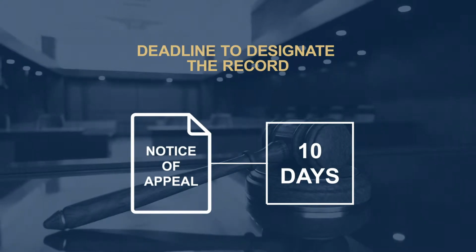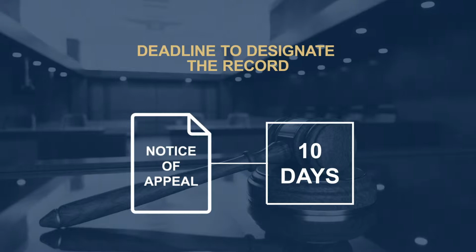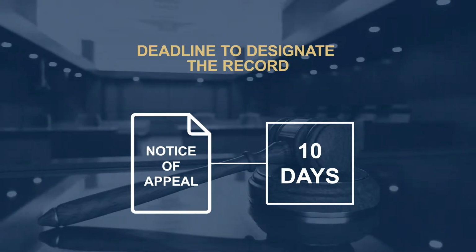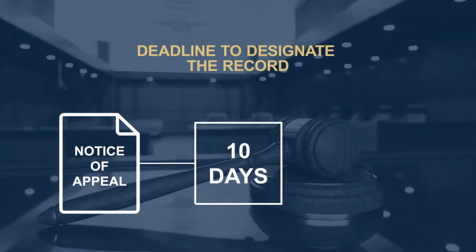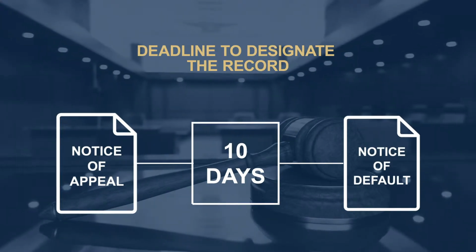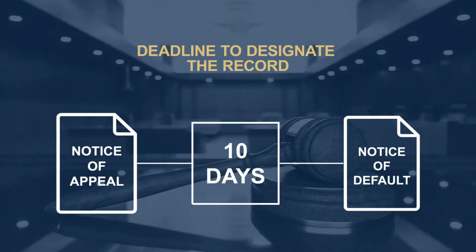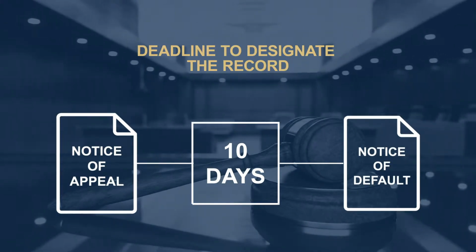The deadline to designate the record for your appeal is usually 10 days after you file your notice of appeal. There may be an exception if your case is being considered for mediation. But in most cases, if you miss this deadline, the trial court clerk will send you a notice of default and give you a few extra days. The court will also send you a notice of default if you make the original deadline, but there's a problem with your request to designate the record.